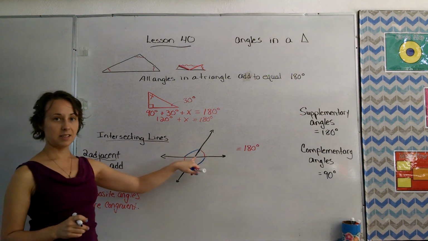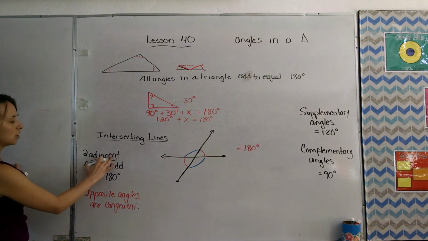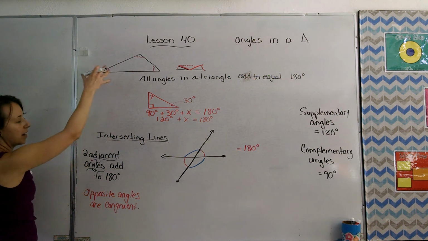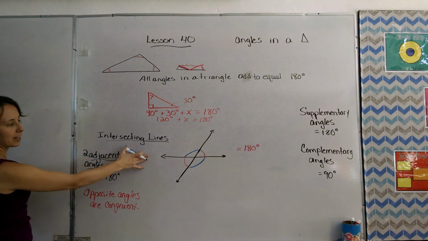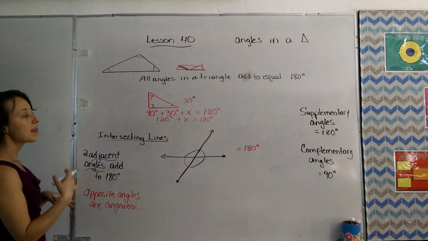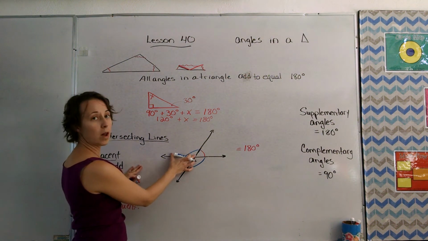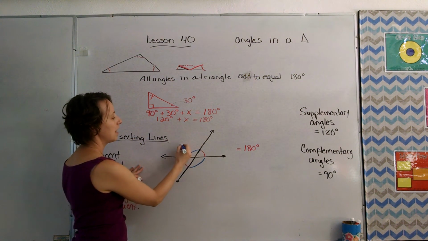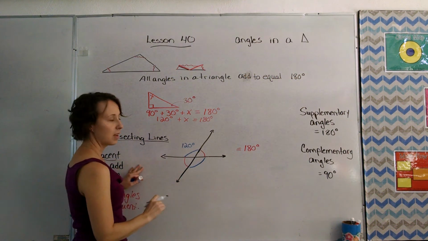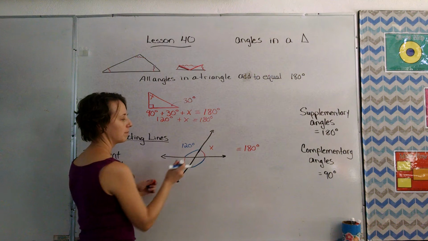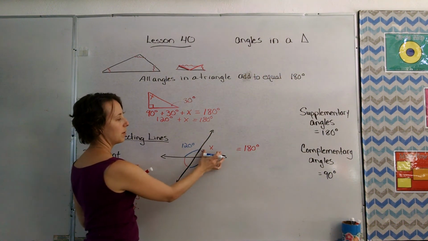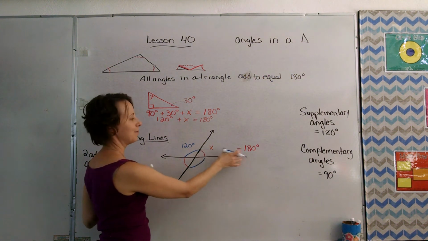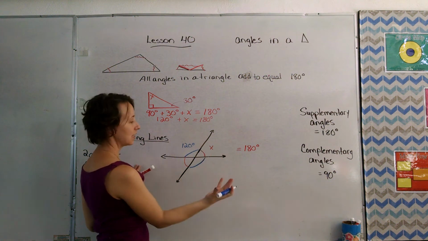So when you have intersecting lines, one thing I need you to know is that 2 adjacent angles are going to add to 180 also. All the angles in a triangle add to 180, and 2 adjacent angles in intersecting lines also add to 180. That's useful because if they give you one of these measurements, you can solve the other one. So for example, if they tell you that this angle is 120 degrees, and you want to find what this angle is, you know that 120 plus this angle makes 180. Well, 120 plus 60 makes 180. So this angle, x, must be 60.